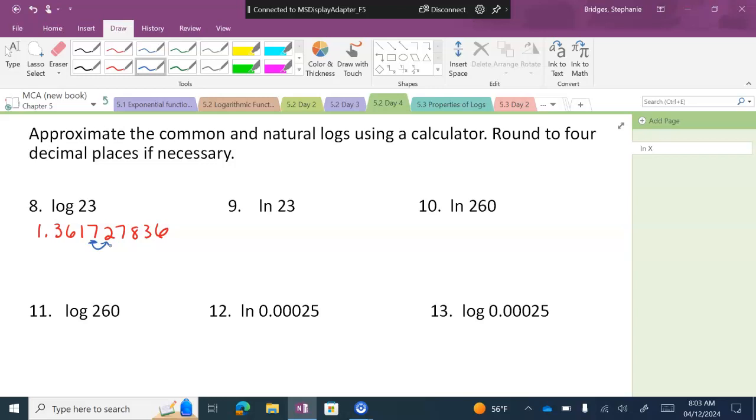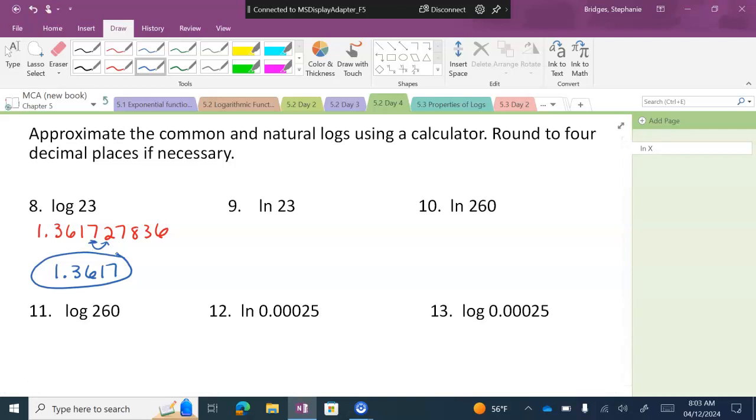In this case, is that 7 going to stay the same or change to an 8? Stay the same. So my final answer is going to be 1.3617. And yes, I will take points off on the quiz if you don't round properly. Make a little bit of sense?